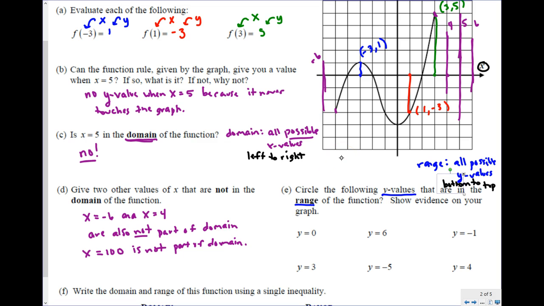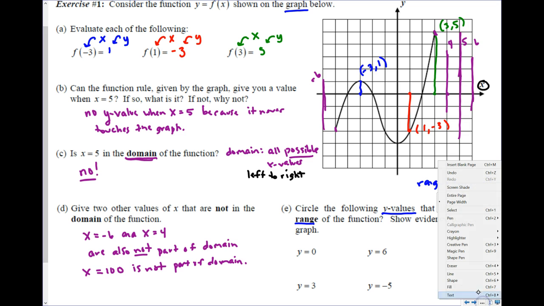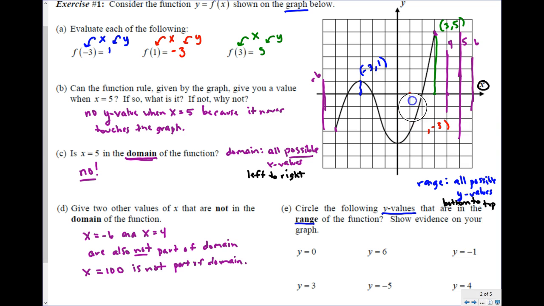Now you're kind of switching your thinking, and now you're thinking from the bottom of the graph to the top of the graph. So when I look at my graph, how about I do you guys a favor here? I'm going to erase this stuff. We don't need it anymore.